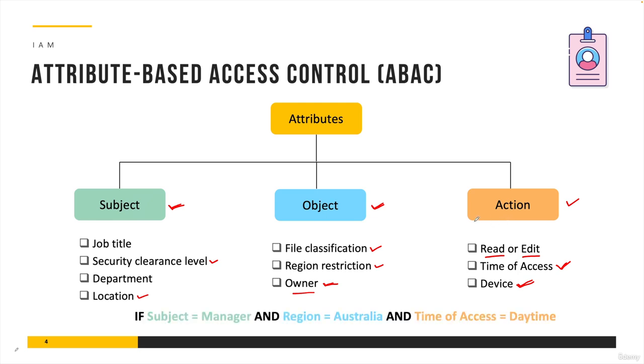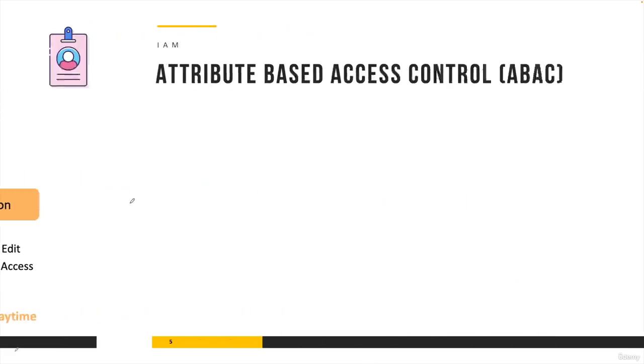Let me give you an example. So you can create an attribute-based access control rule that if the subject is the manager and he's located in Australia and he's trying to access this resource during the daytime, then allow access. So you can already imagine you can create so many different combinations based on action, object, and subject attributes. So that's why it's one of the most flexible access control models available.